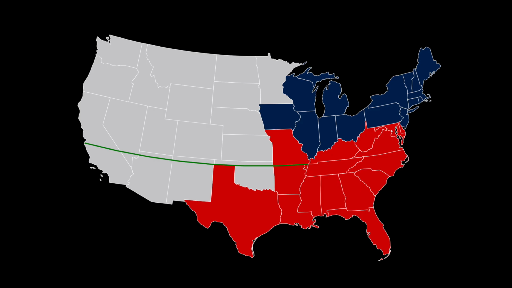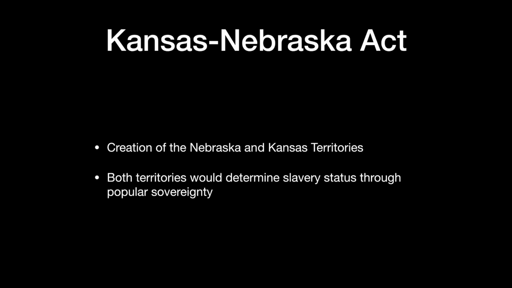At issue, however, was the fact that this territory was north of the Missouri Compromise line, meaning any territories carved out of this land would have a prohibition on slavery. Douglas knew his plans to organize the territories would not receive the Southern support he needed in order to get them passed. So in January of 1854, Douglas proposed the Kansas-Nebraska Act.